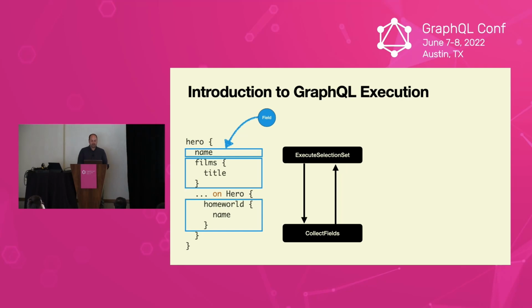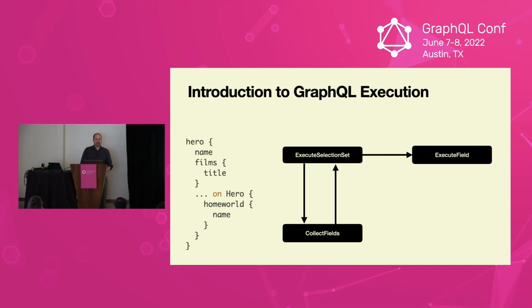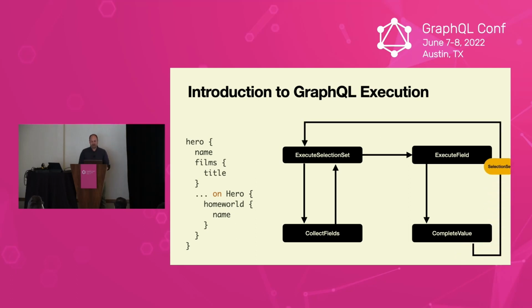And then for every field, we call a function execute field, which is what calls the field's resolver and gets the result. That goes to a function complete value, which does some validation and makes sure that the correct type of the field was returned. And if the field is a list type, it'll call complete value on every item in the list. And if the field is an object type, it starts this whole process over again, calling execute selection set on the selection set for that object. And then that's finally how you get the completed values for your field.